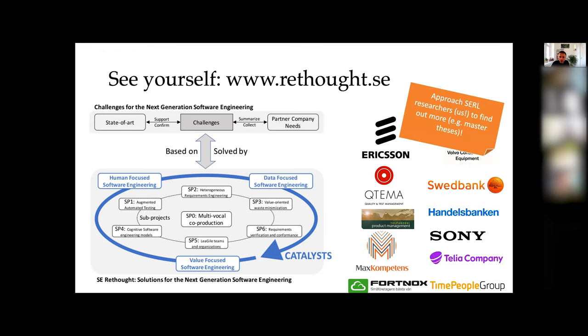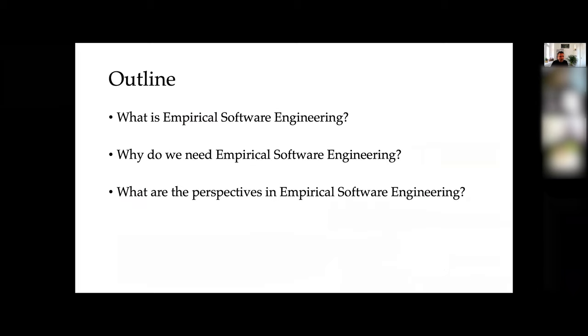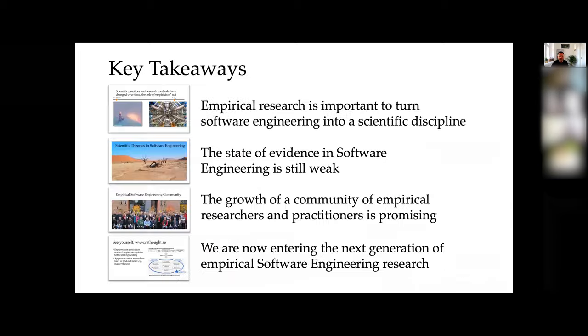And why am I showing you this? Because this project environment gives a lot of potential for doing many different studies and many different research courses, and for example, also master theses. So at some point, this will hopefully be interesting also to you. And with this, I would like to conclude today already.